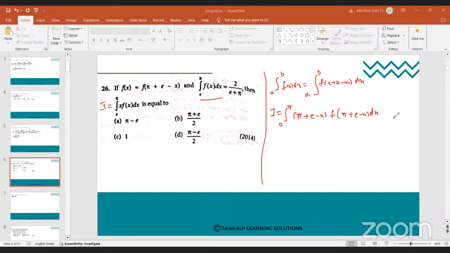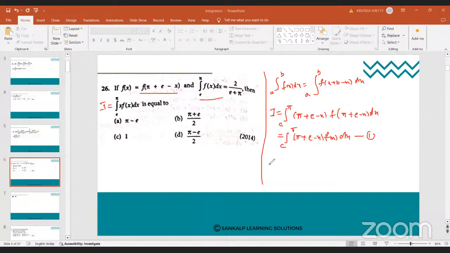On simplifying this, the value of f of pi plus e minus x is already known to be equal to f of x. So this can be written as the integral from e to pi of pi plus e minus x times f of x dx. So this I can consider as equation 1.